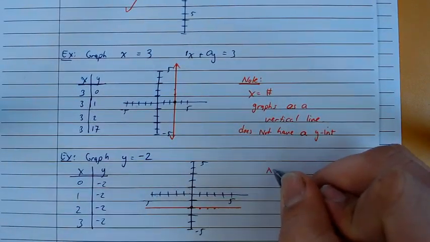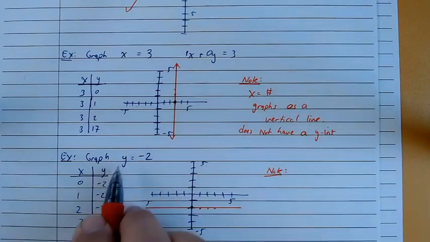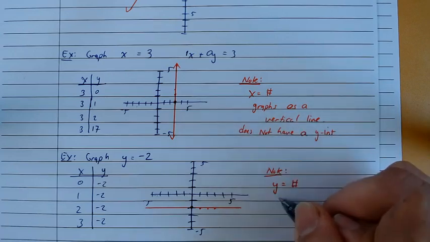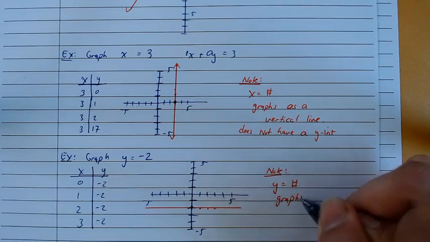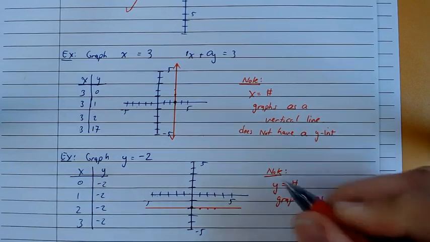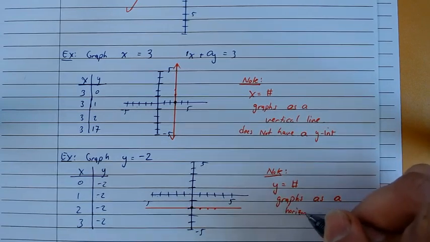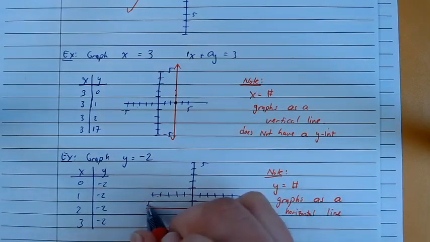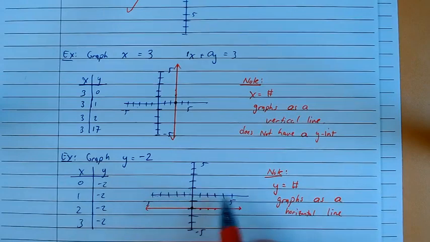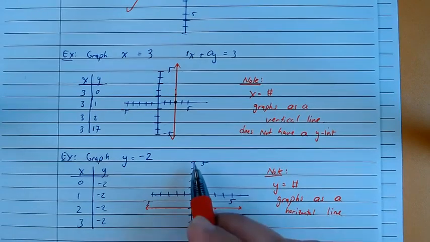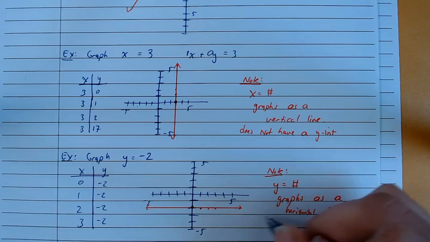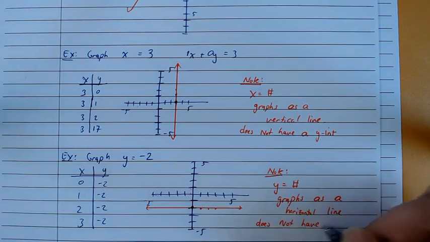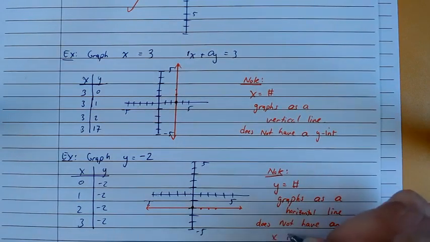Likewise over here, let's make a note of this. If you have something like y equals a number, and again, it doesn't really matter what that number is, your graph will be a horizontal line. So this graphs as a horizontal line, a flat line. And again, note this one does not cross the x-axis. It crosses the y-axis right there, but it never crosses the x-axis. So here there is no x-intercept. It does not have an x-intercept.